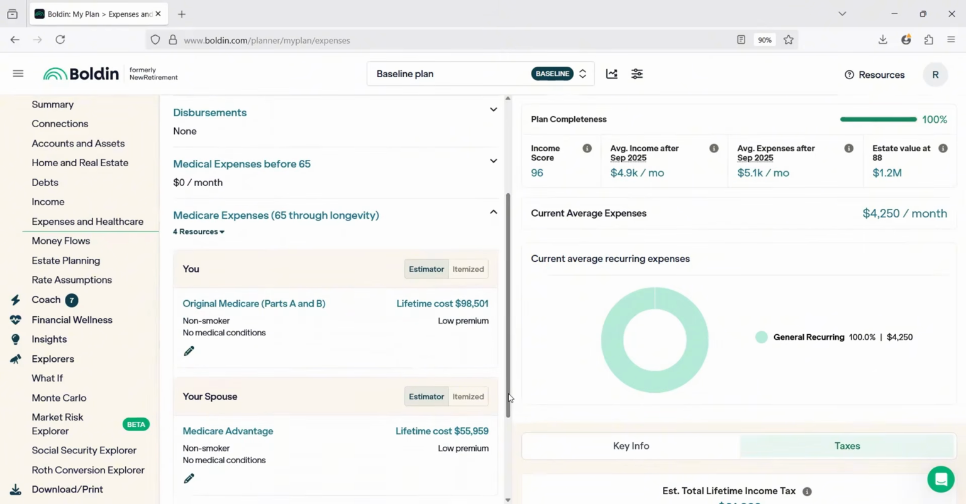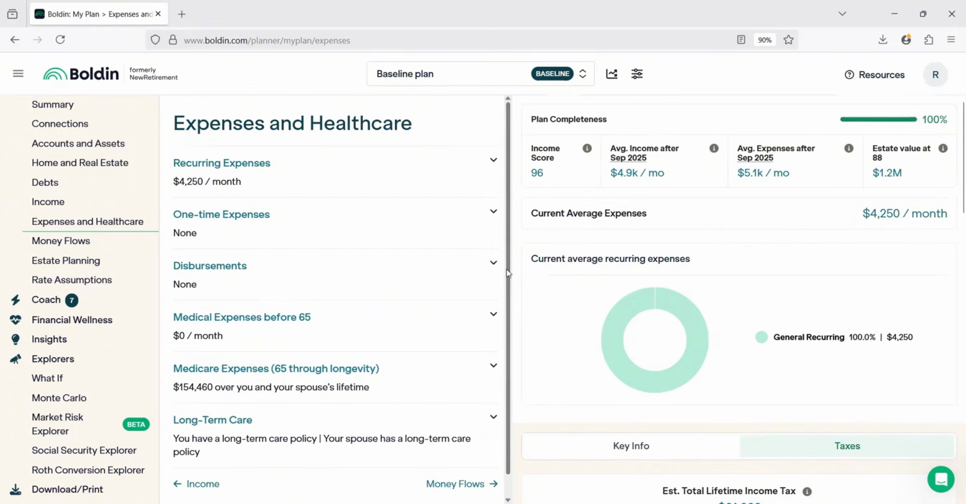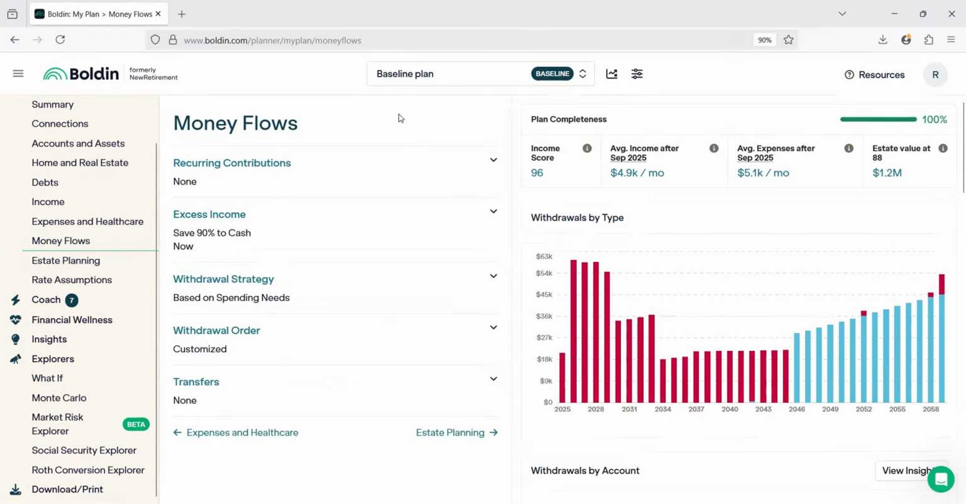you do want to estimate your original Medicare Parts A and B, what it will cost. I have both being non-smokers with no medical conditions. And I don't have anything for a long-term care policy. You are going to want to think about your situation with that. Just a hint. I don't have anything in money flows.